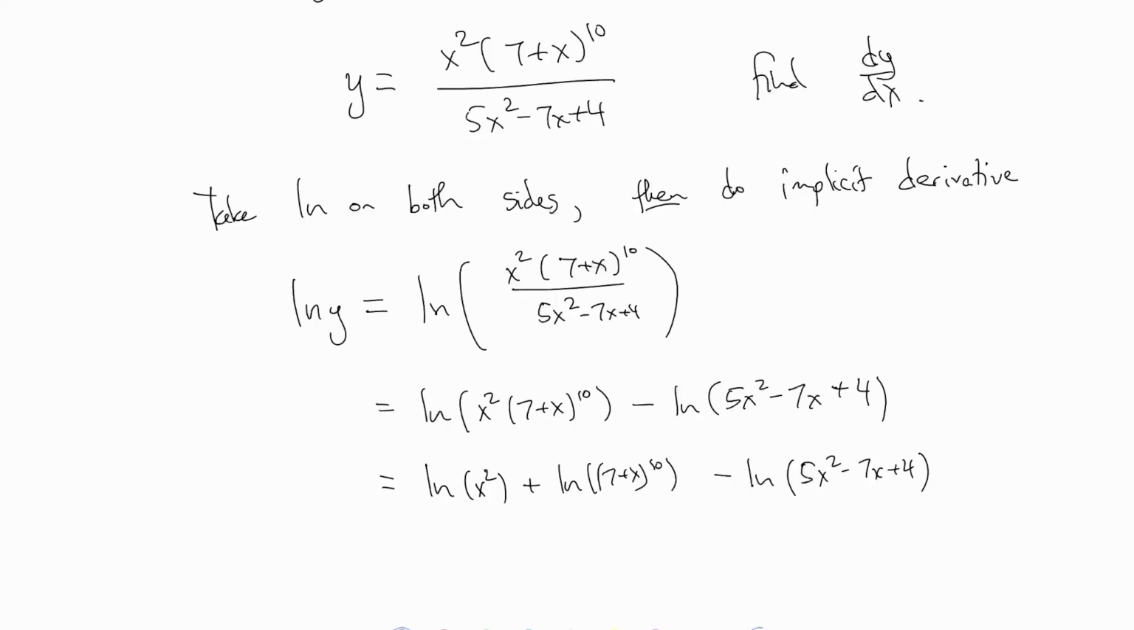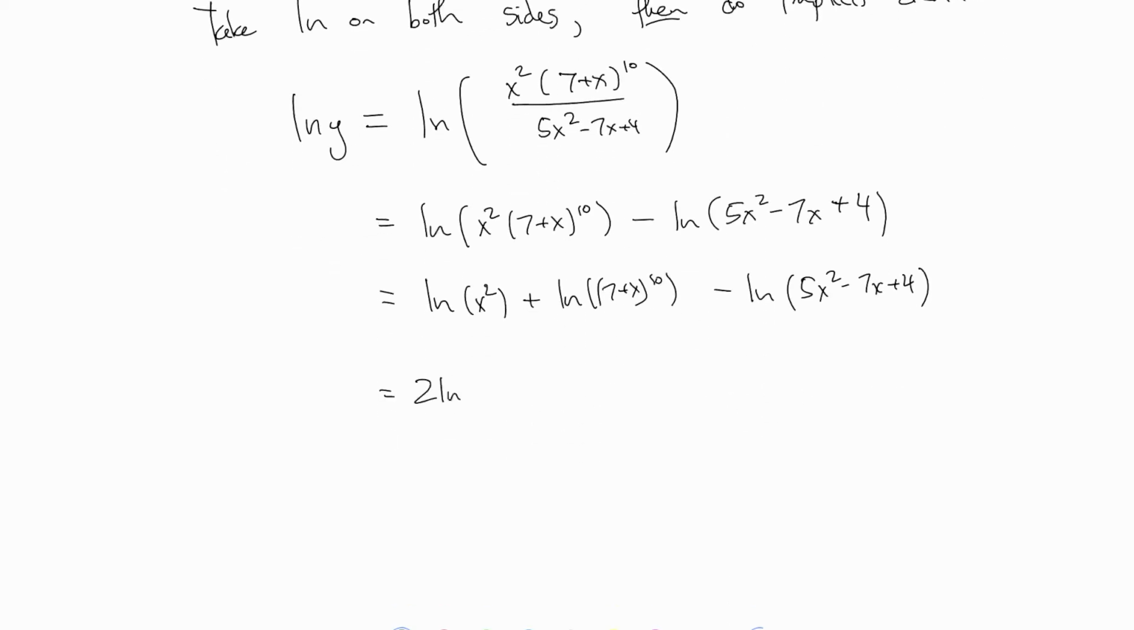All right, can we do any more? Yeah, what else? The first one turns to 2 ln of x. Yes, the first one we can move the 2 to the front, 2 ln x. That's not getting any simpler than that. The next one, actually, we can do the same thing with the 10th power: 10 ln of 7 plus x. And this part at the end, you just have to leave like it is. All right, so we have now rewritten the thing so that it has no products or quotients.